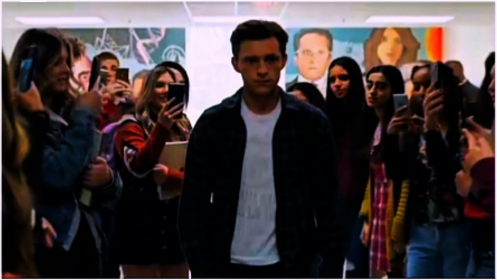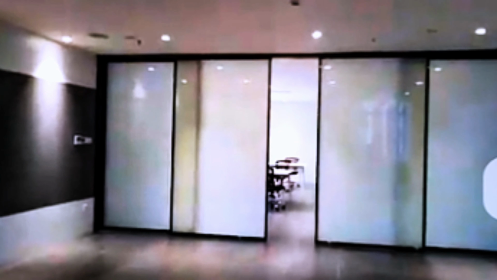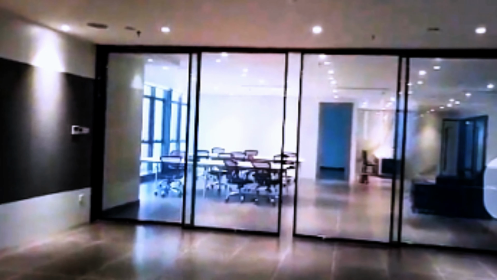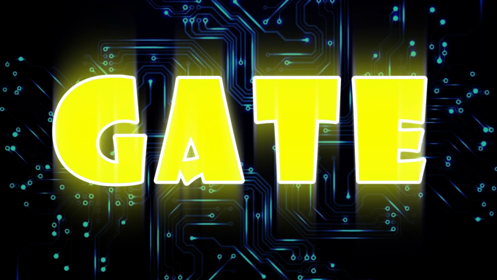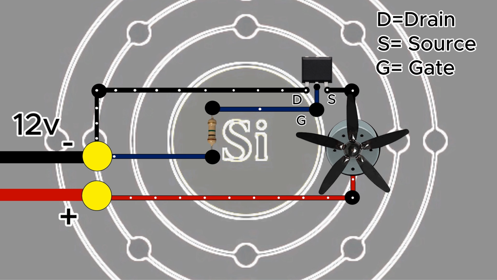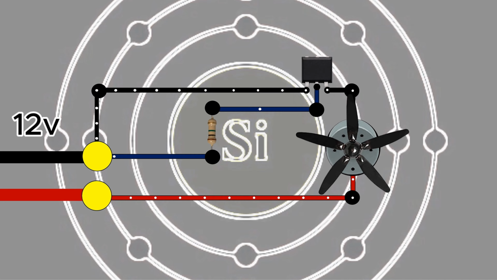Imagine walking into a modern office building. The glass door doesn't need someone to push it. It doesn't even need a security guard. It simply detects a signal and opens automatically. That signal is like the gate voltage. When there is no voltage at the gate, the transistor remains off. No electrical path is created, no movement of current. Similarly, the glass door stays closed.